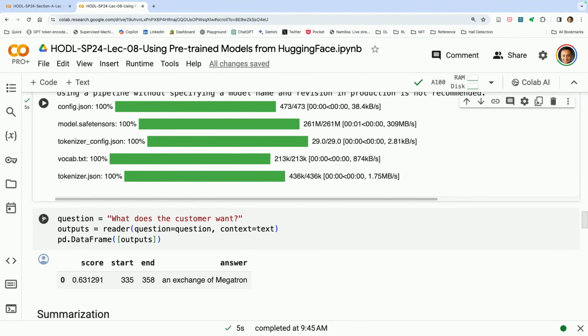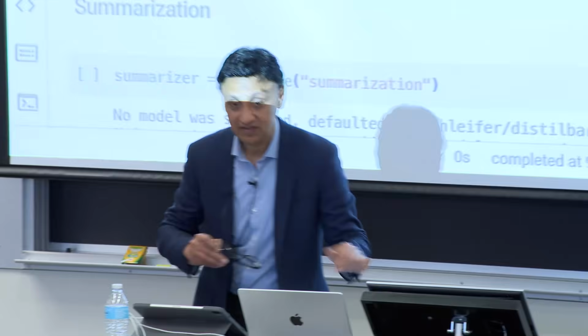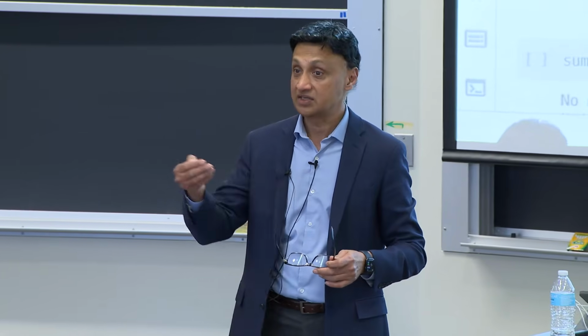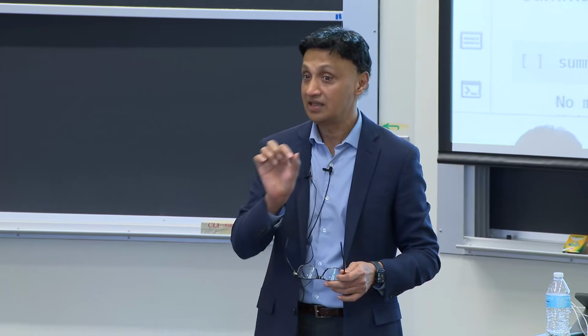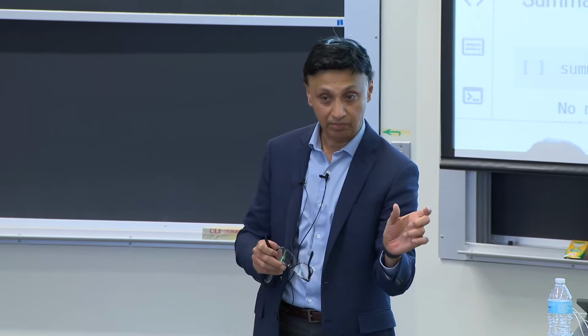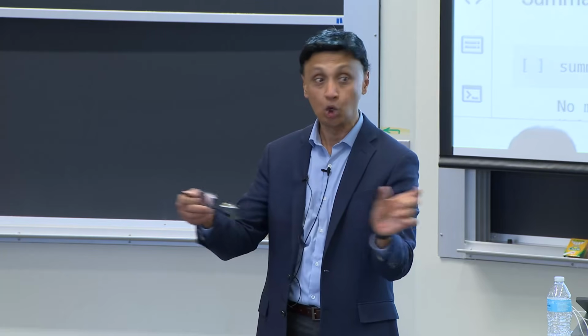Okay, so what does the customer want? And the output is an exchange of Megatron, and it's telling you where it starts in the text and where it ends the relevant passage. It's pretty good, right? Because remember, when you ask a large language model a question, it gives you an answer. You can actually ask it to give you exactly where in the input it found the answer. And because you know these things are going to hallucinate, you can look at the input that it's claiming to use and see if they actually match. It's a way to essentially do QA on LLM output.